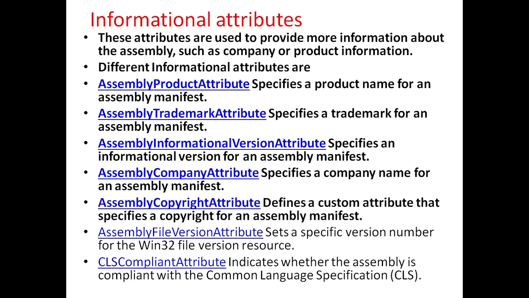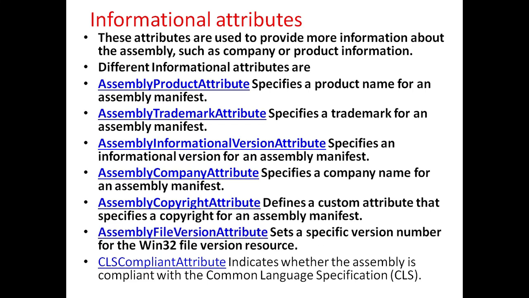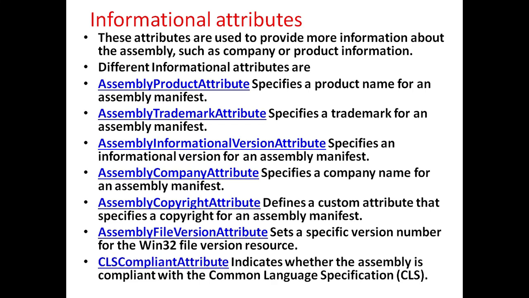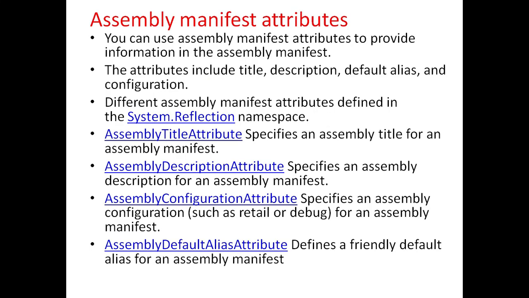Assembly copyright attribute, which defines a custom attribute that specifies a copyright for an assembly manifest. Assembly file version attribute, which sets a specific version number for the Win32 file version resource. And CLS compliant attribute, which indicates whether the assembly is compliant with the common language specification. Next is assembly manifest attribute.